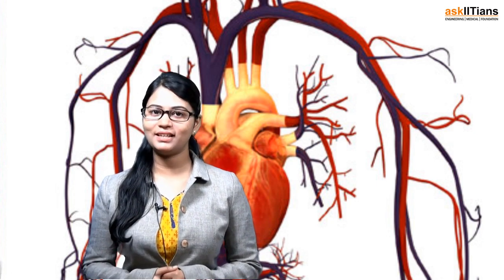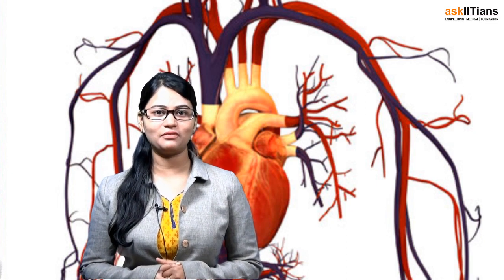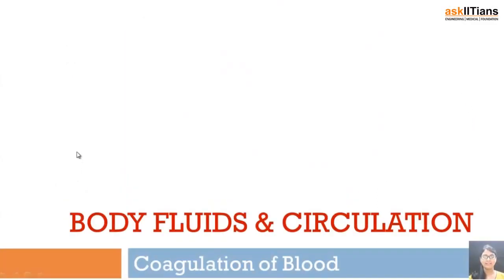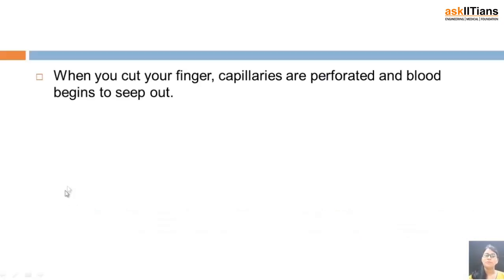Let's understand this concept with the help of this topic, coagulation of blood. Body fluids and circulation. Coagulation of blood. When you cut your finger, what happens? Capillaries are perforated and blood begins to seep out.